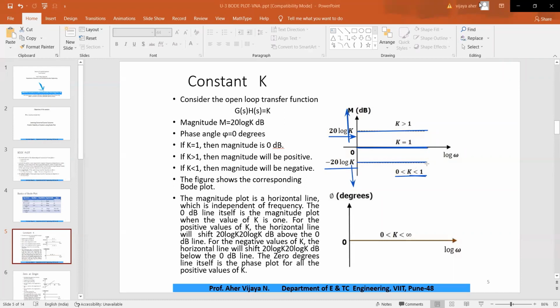Okay. समजलं का मुलांनो? परत एकदा सांगते. When the value of K is 1, the 0 dB line is nothing but magnitude plot. Now for positive values of K, K ची व्हॅल्यू जर पॉझिटिव्ह असेल तर काय होतंय? हॉरिझॉन्टल लाईन शिफ्ट होते in the upward direction, that is nothing but in the positive direction above 0 dB line. आता K ची व्हॅल्यू जर कमी असेल, तर ही जी हॉरिझॉन्टल लाईन आहे that is shifting from 0 dB to downward direction or below 0 dB line.